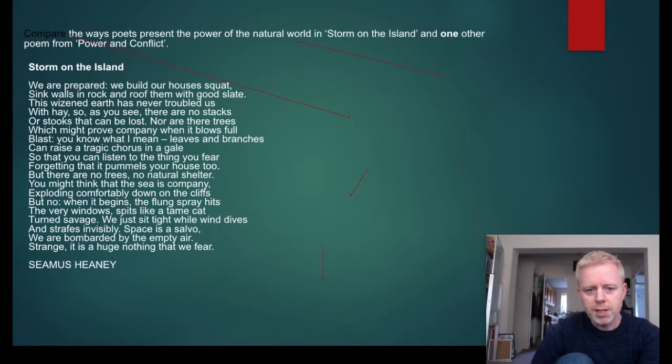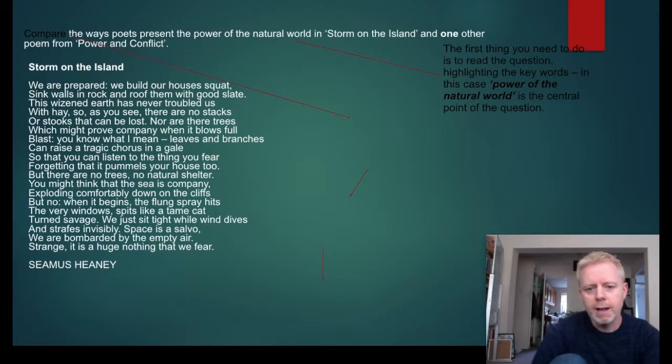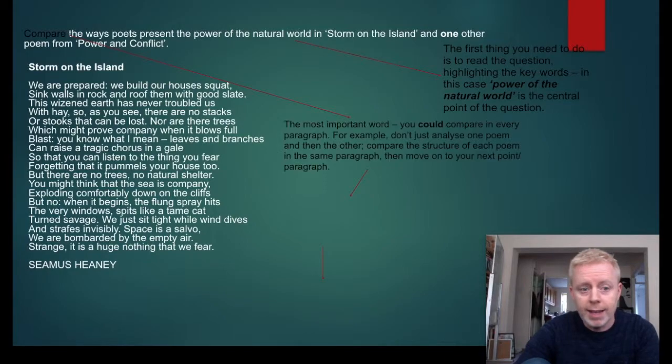Okay, so this particular question: compare the ways poets present the power of the natural world in Storm on the Island and one other poem from Power and Conflict. So a couple of little observations on the question. First thing you need to do is to read the question, highlight the key words, in this case the power of the natural world. Everything then you write about incorporates the power of the natural world.